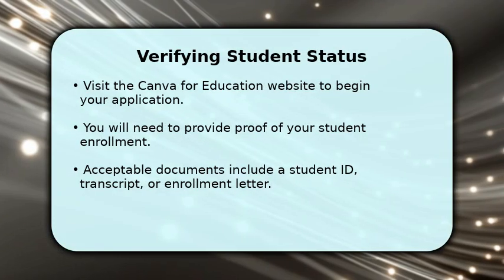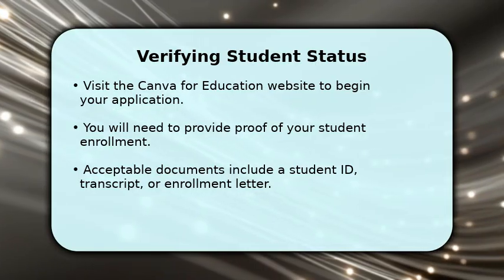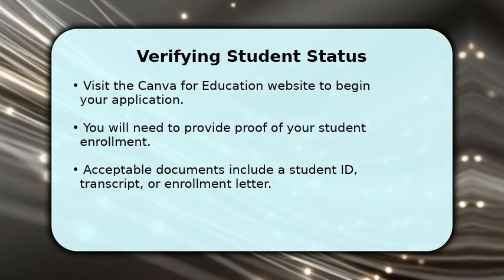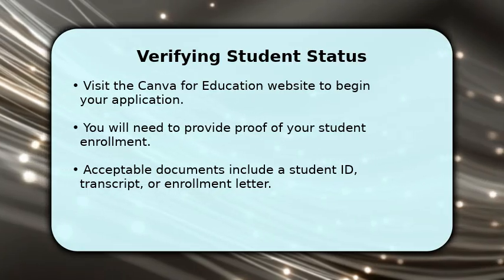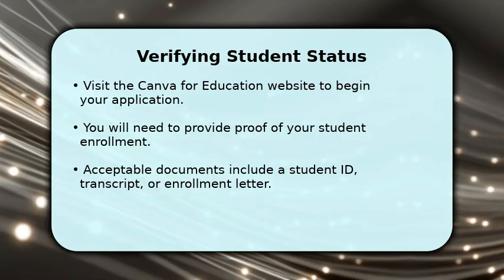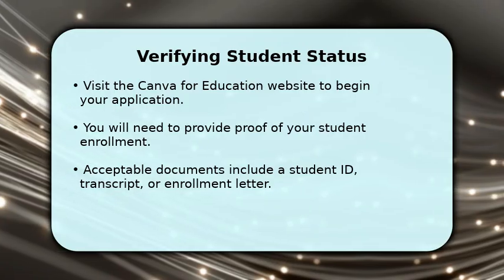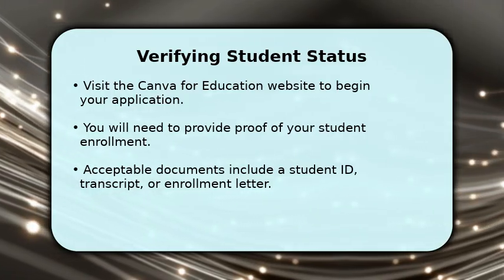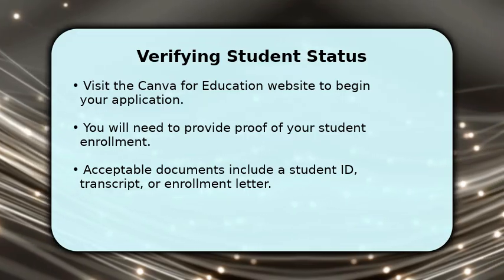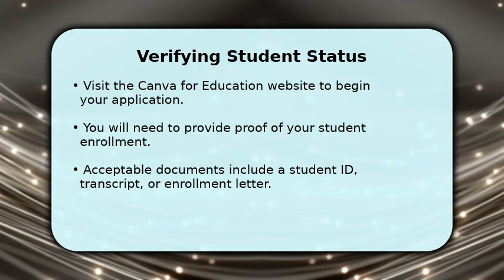To begin, navigate to the Canva for Education website. Here, you will find the application portal where you can start the verification process. You'll need to provide proof of your student enrollment. This typically includes documents like a valid student ID card, an official transcript, or an enrollment letter from your educational institution. Just make sure your chosen document clearly displays your name, the institution's name, and your current academic status.